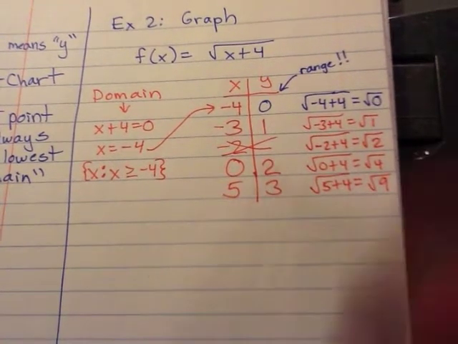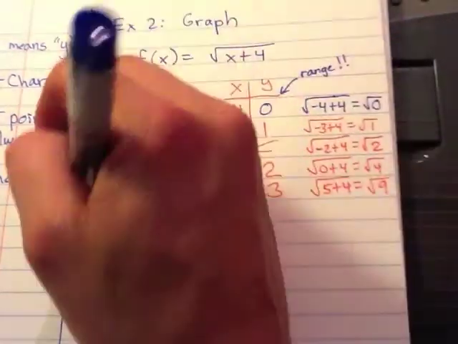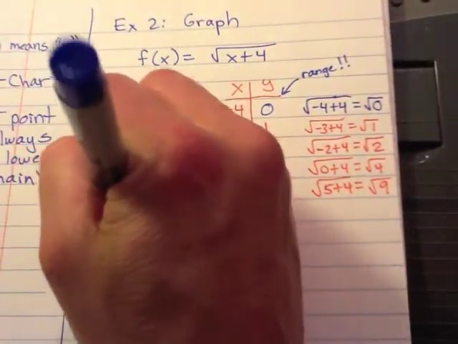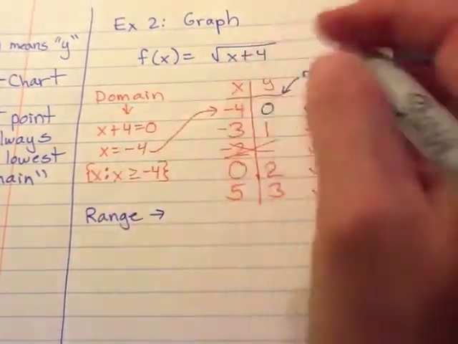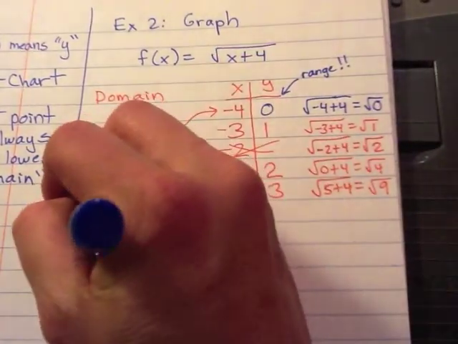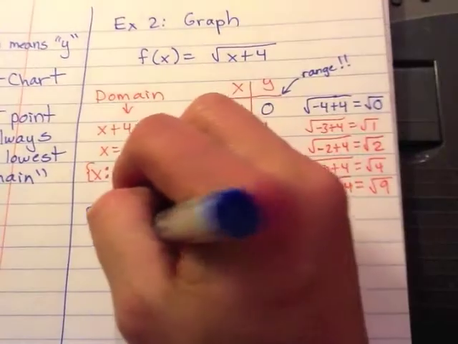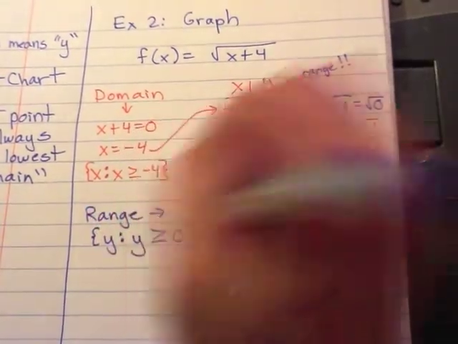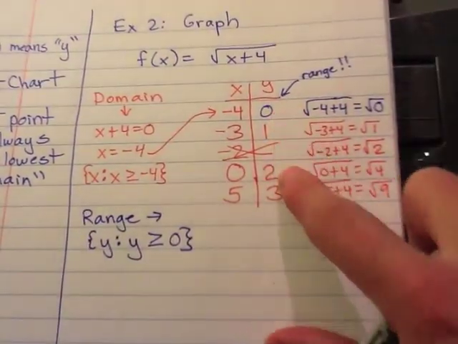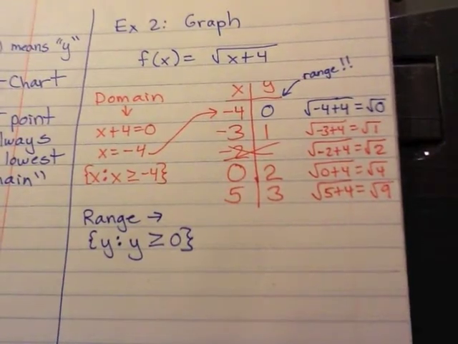So remember, now I know my range from over here, so I can actually write in my range was y such that all my y's end up greater than or equal to 0. And if you notice, that was the lowest, and these are all greater than or equal to 0.